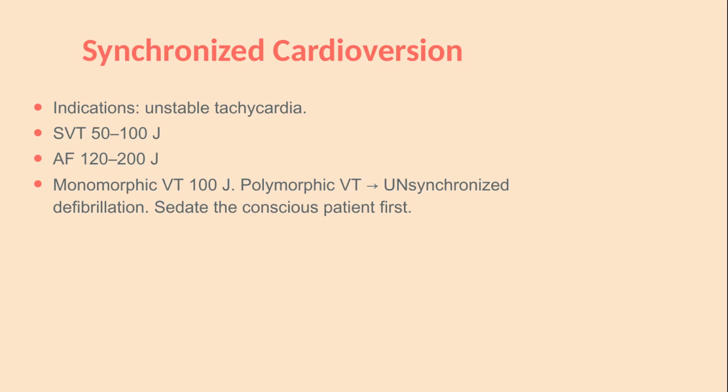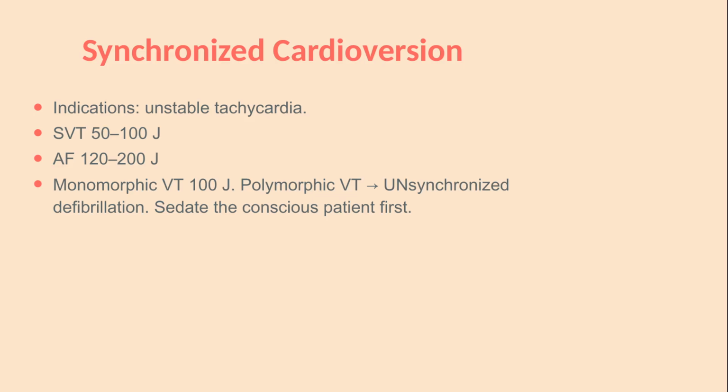Energy selection by rhythm: supraventricular tachycardia and atrial flutter convert at 50 to 100 joules. Atrial fibrillation needs more, 120 to 200 joules biphasic, and monomorphic ventricular tachycardia starts at 100 joules, escalating whenever a shock fails. In the conscious patient, provide procedural sedation whenever the clinical situation allows. Cardioversion is momentary, but patients remember it.